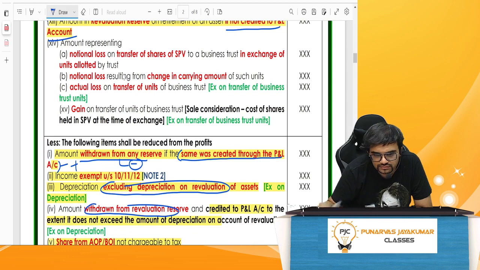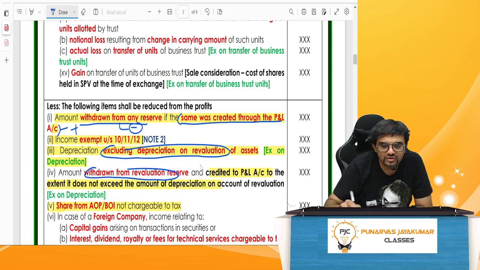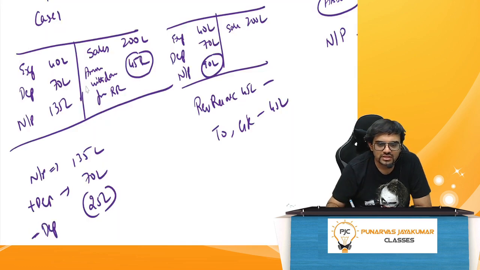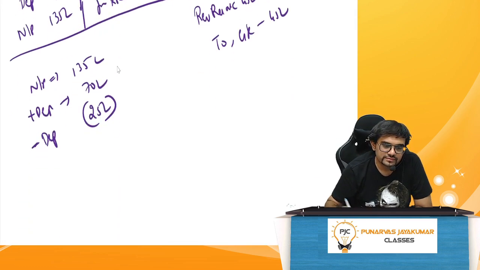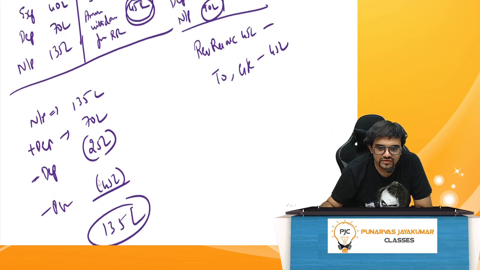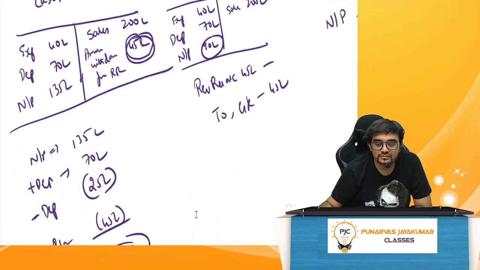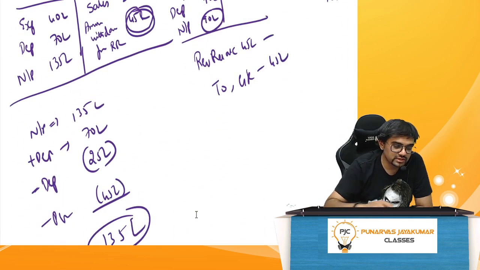Next, amount transferred from revaluation reserve to the extent of depreciation. Amount withdrawn from revaluation reserve and credited to P&L account to the extent it does not exceed the amount of depreciation. That we'll see. So, basically 45. So, my depreciation 45 lakhs. Same, it comes to 135 lakh itself, which you would have paid anyway. Status quo.